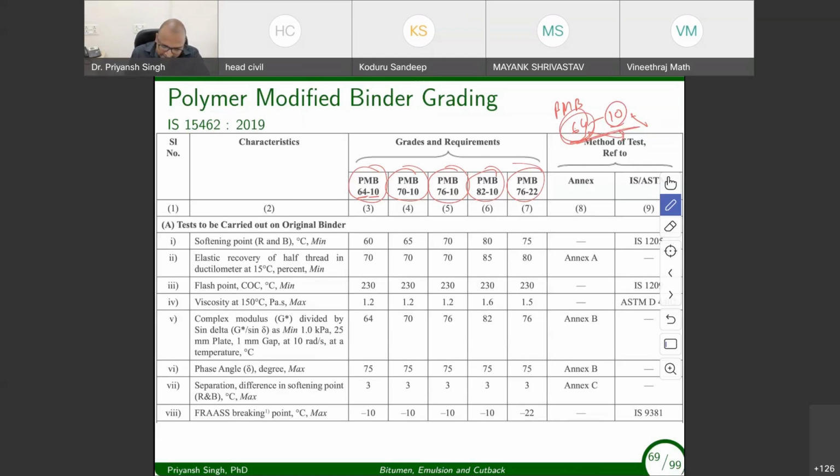Let's see what other tests need to be done. Softening point needs to be satisfied by all binders which need to be graded for a particular grade. Then elastic recovery, flash point, viscosity, the complex modulus G star sine delta, the phase angle value, the separation test, and Fraass breaking point. The lower temperature comes from the Fraass breaking point, and the higher temperature comes from this G star by sine delta value.